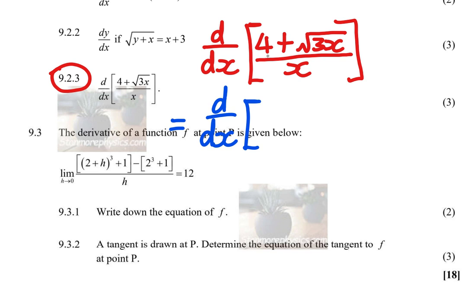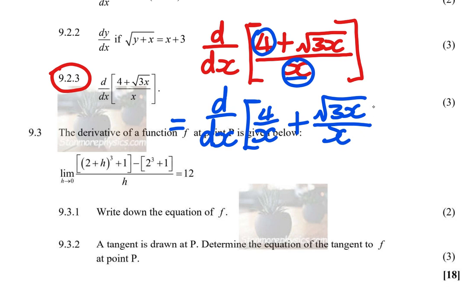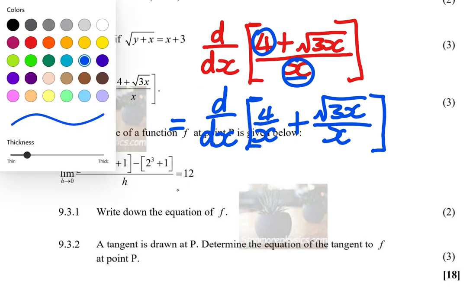How are we going to do that? We're going to start by saying 4 over x, and then we say plus, then the other term in the numerator is the square root of 3x. Then we also put it over the same denominator, which is x. So you separate them like this. That's the first step.